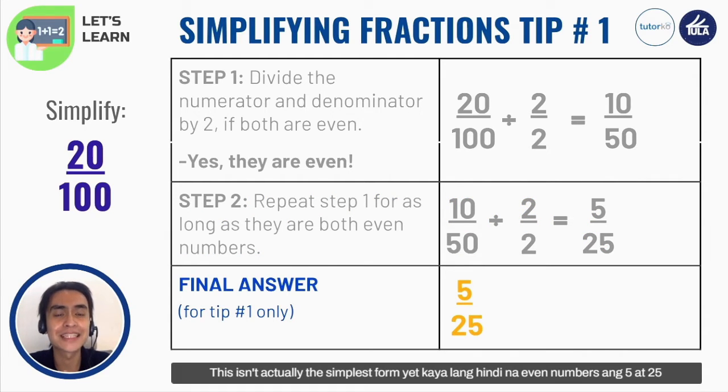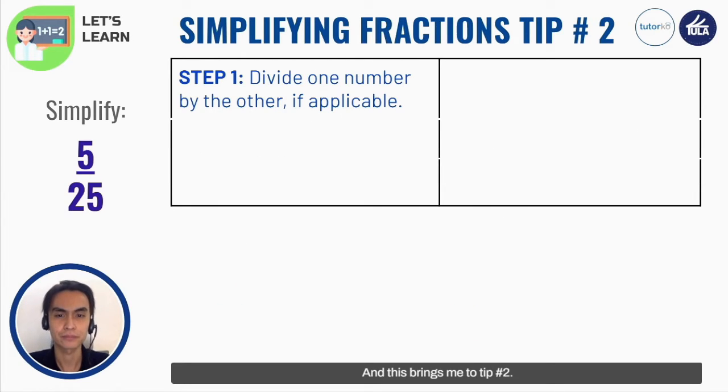This isn't actually the simplest form yet. Kaya lang hindi na even numbers ang 5 at 25. So di na talaga natin magagamit itong tip number 1. Kaya for now, this is the final answer for tip number 1 only. And this brings me to tip number 2.